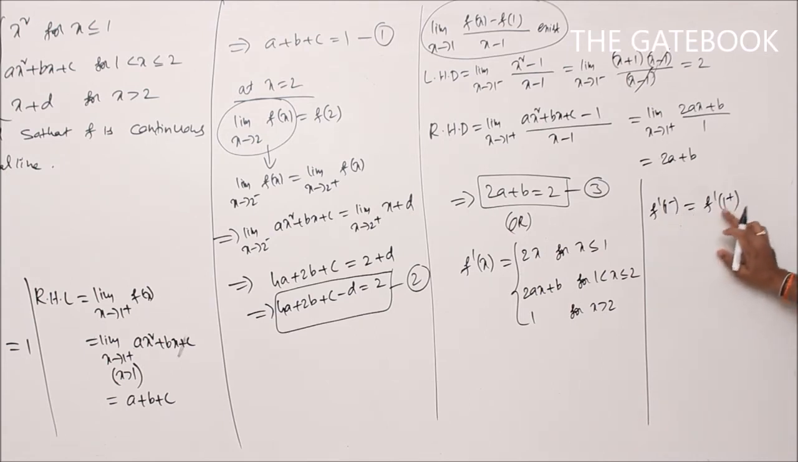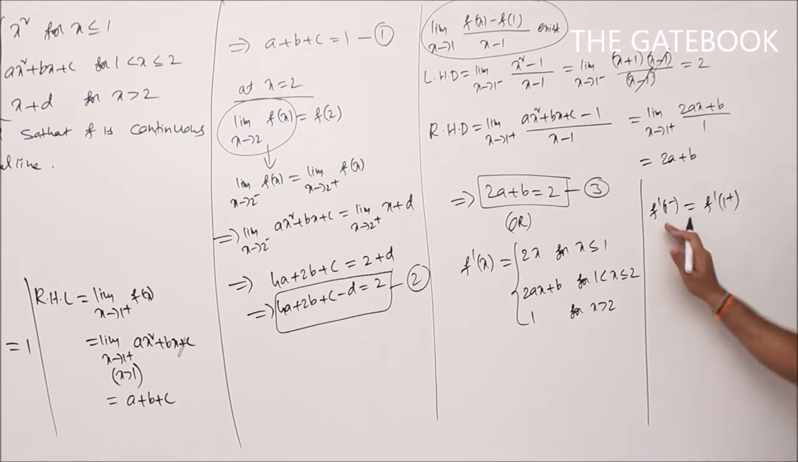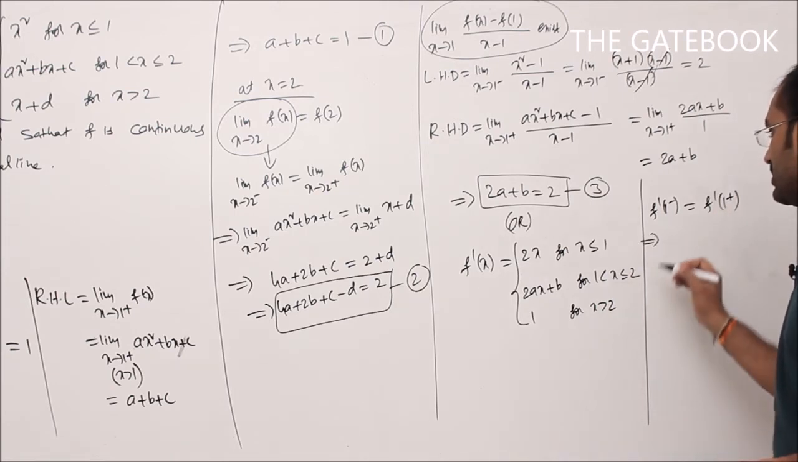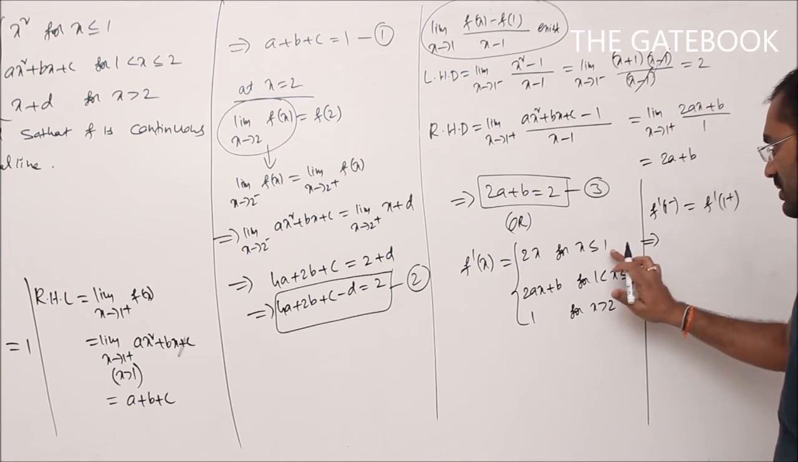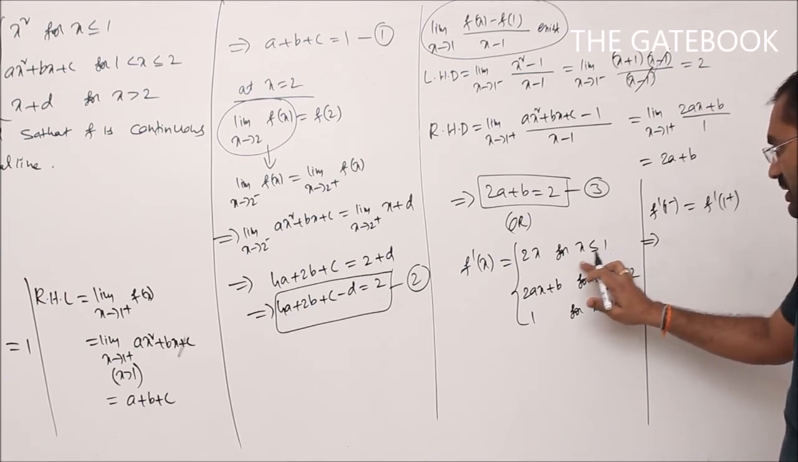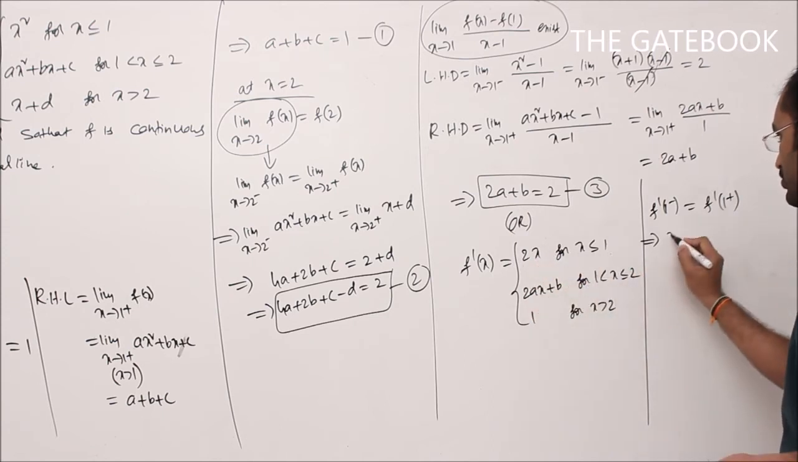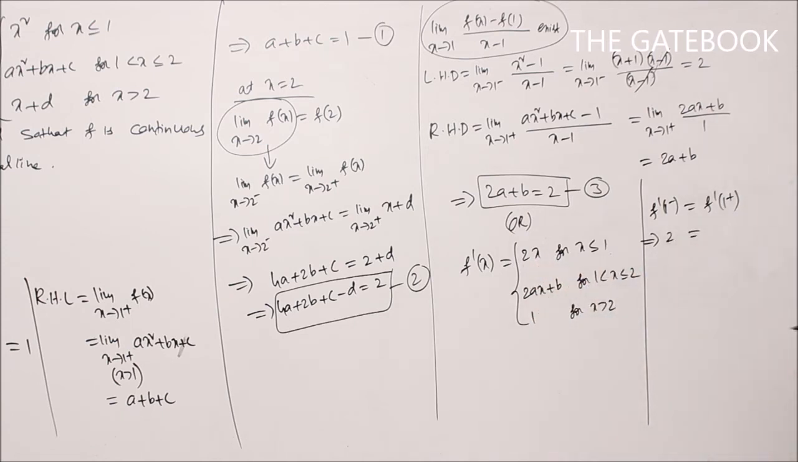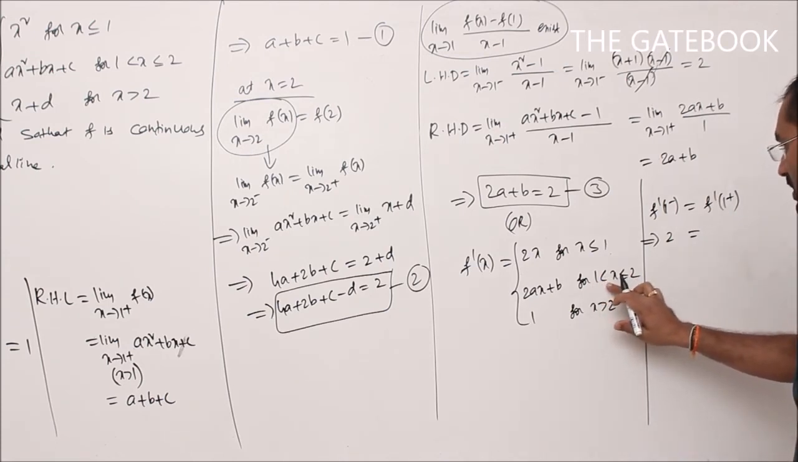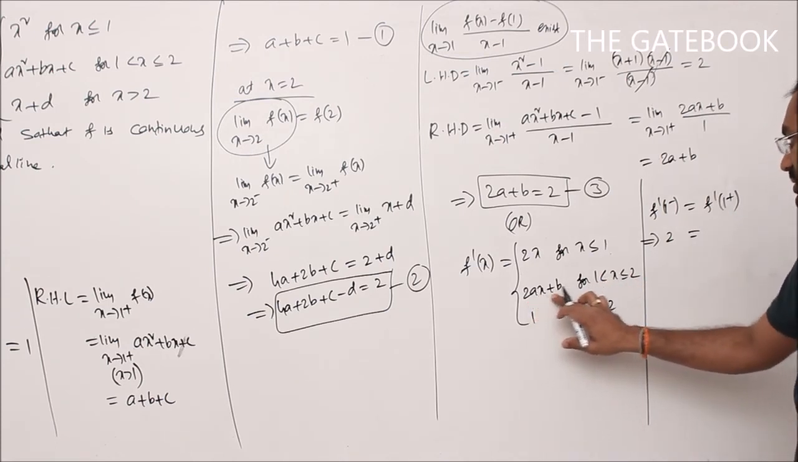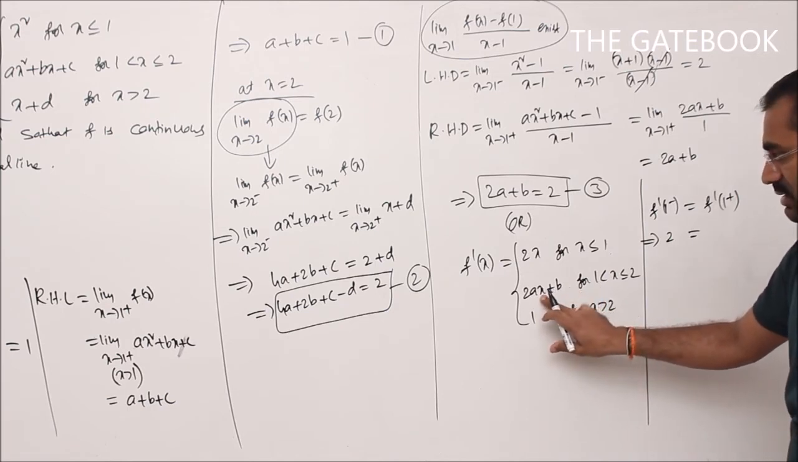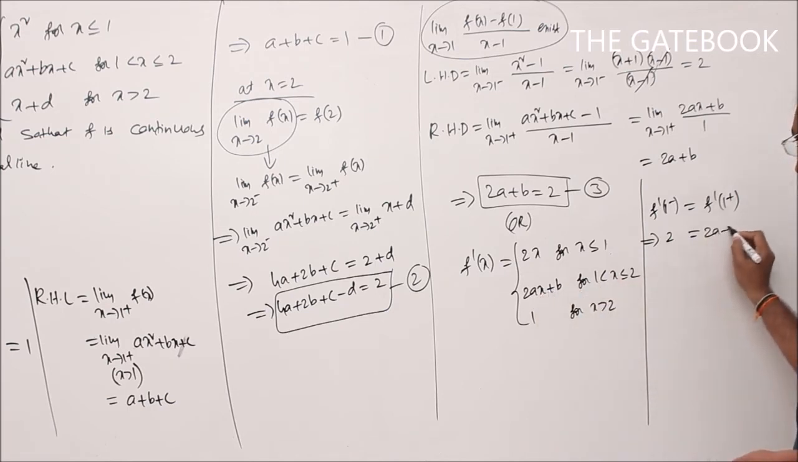F dash of 1 plus means the right hand derivative at x is equal to 1. So both must be equal. It implies, see, f dash of 1 minus means for x less than 1 the corresponding function is 2x. So replace x with 1, that function will get 2. F dash of 1 plus, when x greater than 1 the corresponding function is 2ax plus b. Replacing x with 1 will get 2a plus b. So you get the same equation.